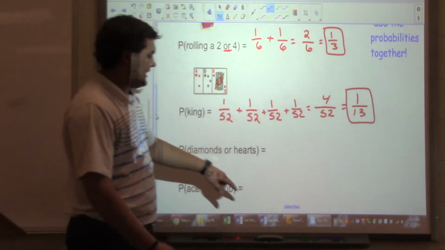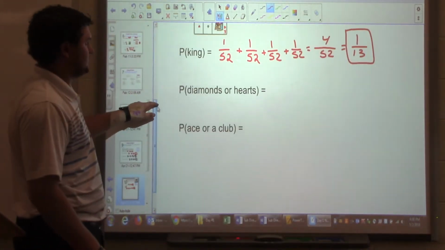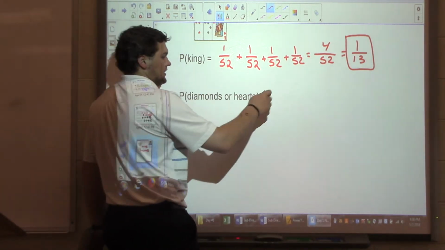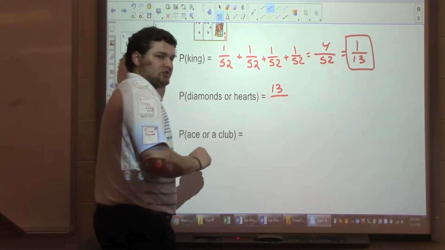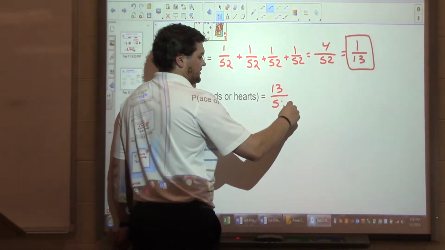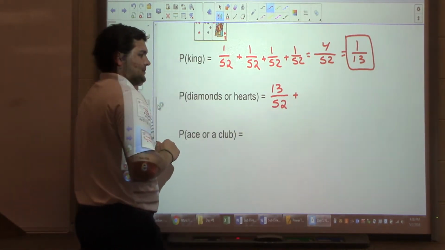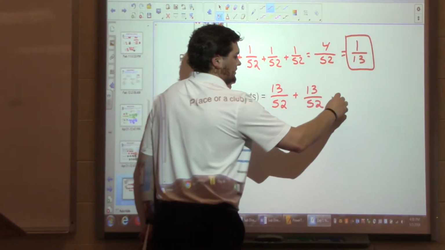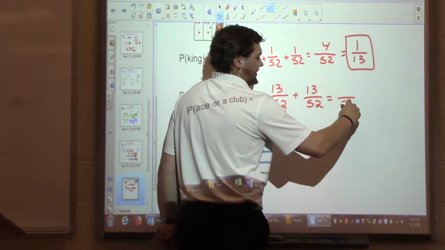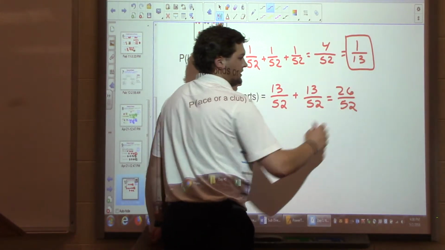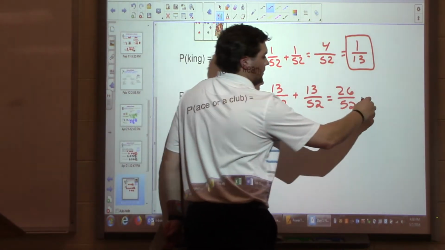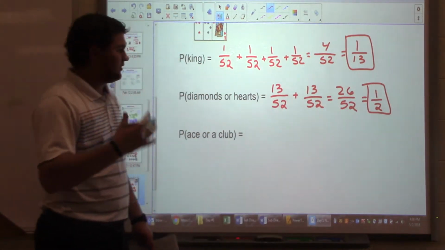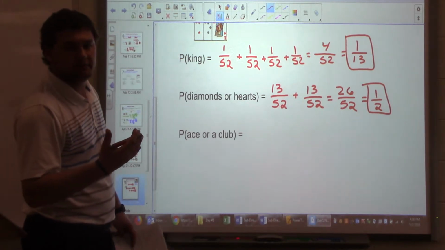Next one, picking diamonds or hearts. Well, how many diamonds are there? Well, there's 4 suits, 52 cards. There's 13 of each suit in the deck. So 13 out of 52. There's 13 diamonds plus hearts. There's 13 of those out of 52. So I'm going to add them together, right? My denominator stays the same. 26 out of 52, which reduces to 1/2. So the probability I pick a diamond or a heart is 1/2.